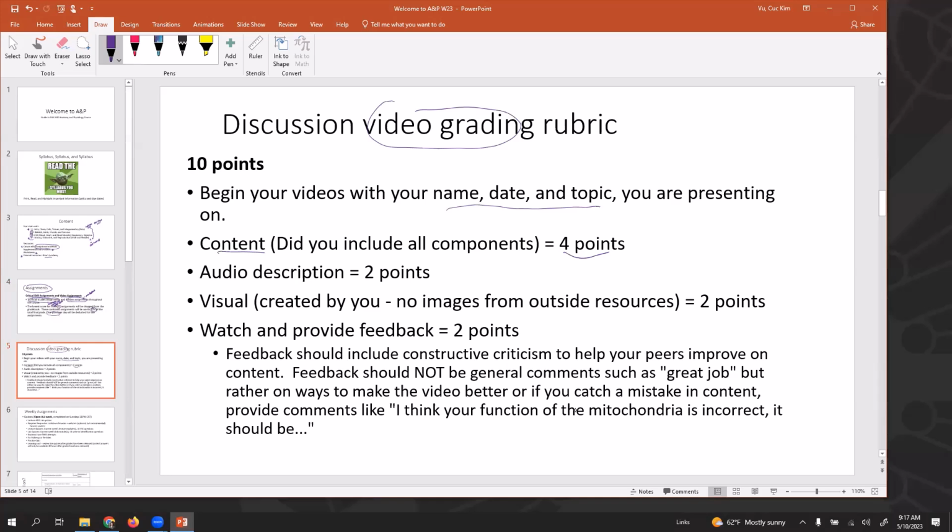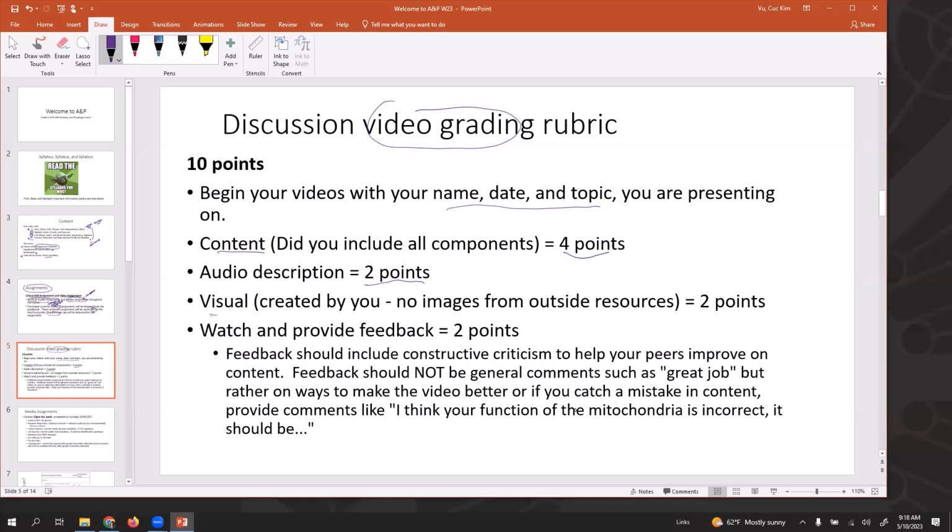You have to have an audio description, that's worth 2 points. What the audio description means is that you have to narrate it. You have to talk about what you're presenting. So it can't be just music in the background. You actually have to describe it, because the point of the video assignment is for you to process the content for that topic.